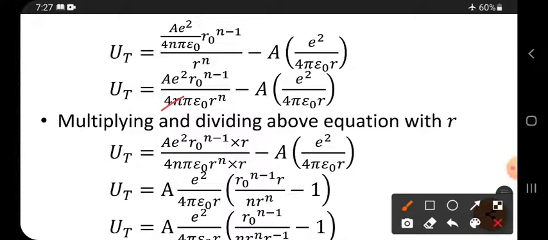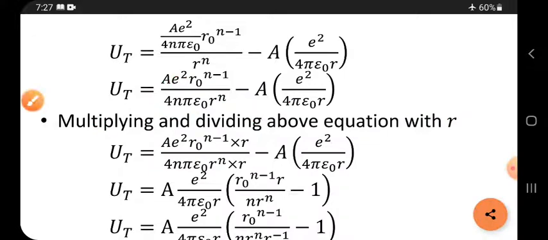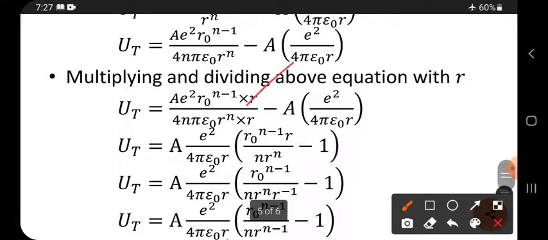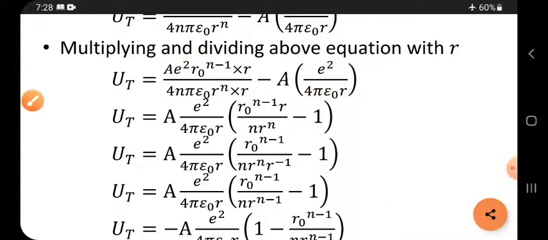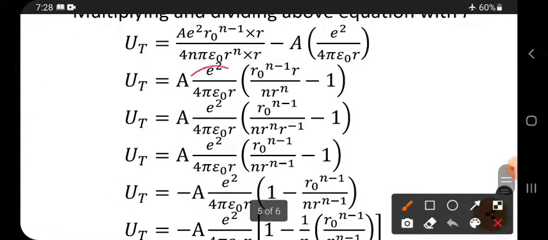Now what we are doing, I am going to multiply and divide with r, not for all the equations, only for this equation. For this term only I am going to multiply and divide. See here, multiplied and divided. Now there is a chance to take common outside. What are those? See here, a e square by 4 pi epsilon naught into r. So for this purpose only I have multiplied and divided it. Okay, now take common. So factors taken.